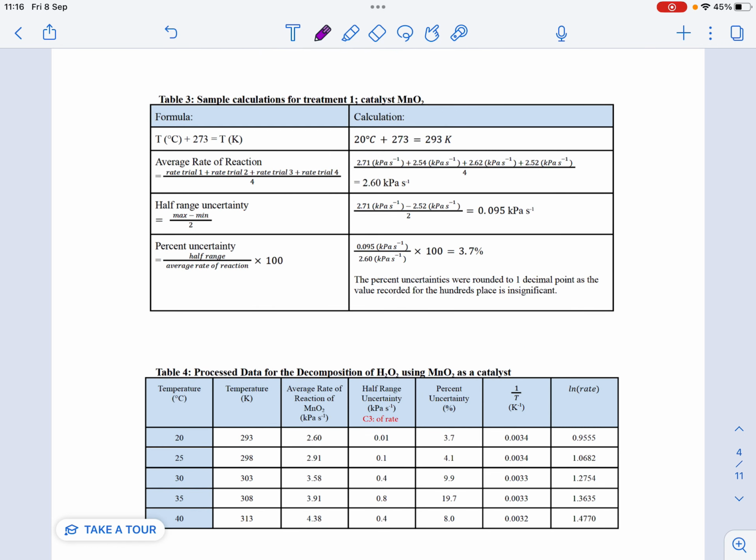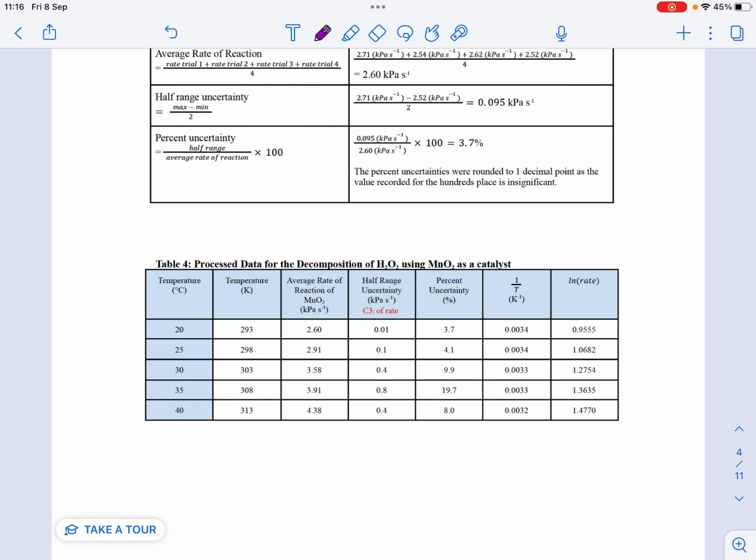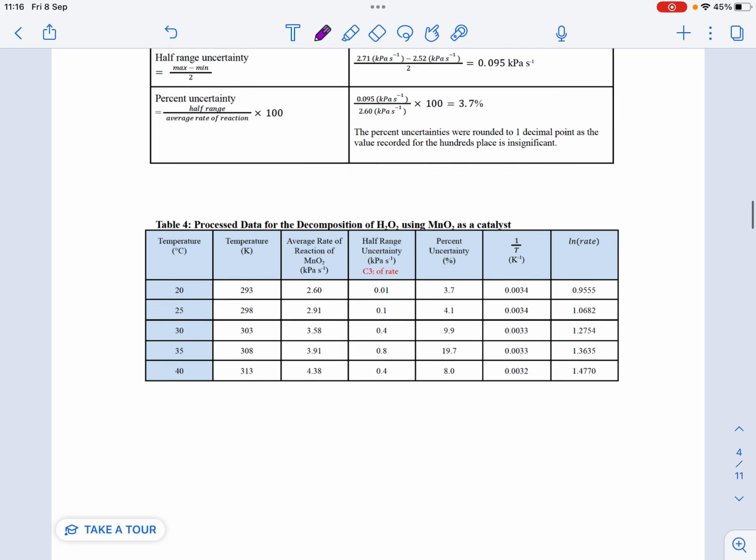This student chose to do processing in a table. So on the left-hand side, they put the formula that they were going to use. And then on the right-hand side, they plugged in actual values. And notice it says sample calculations for treatment 1. So they're even telling us, okay, I'm using the values from this particular treatment as my sample calculations. To end, they've got a process data table that sort of summarizes all of their processed values.